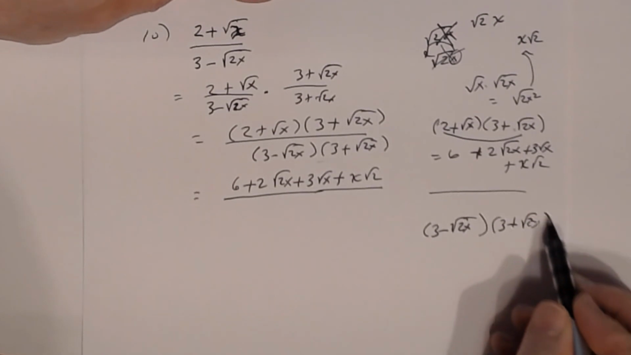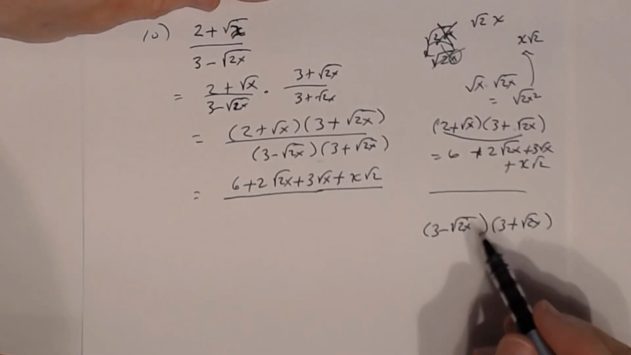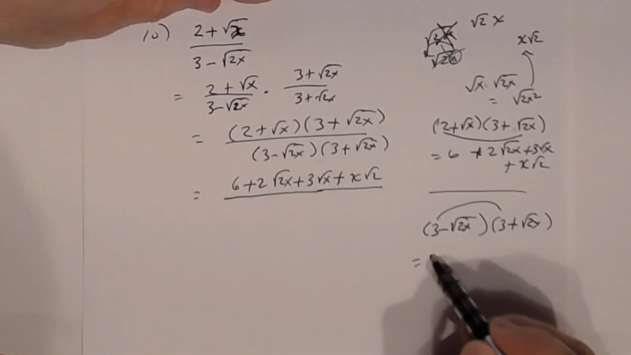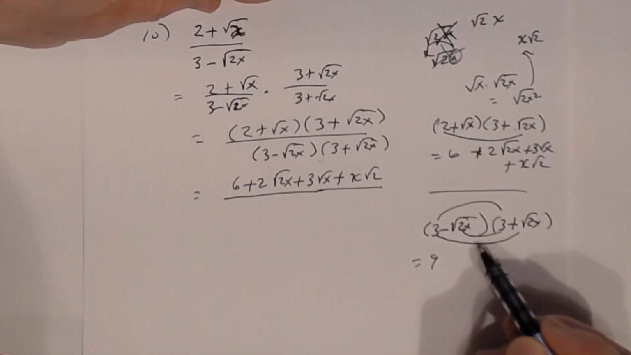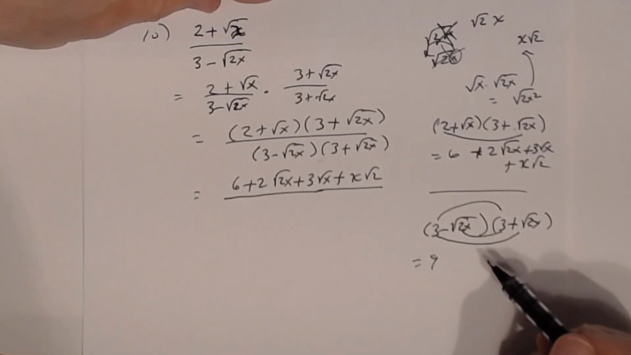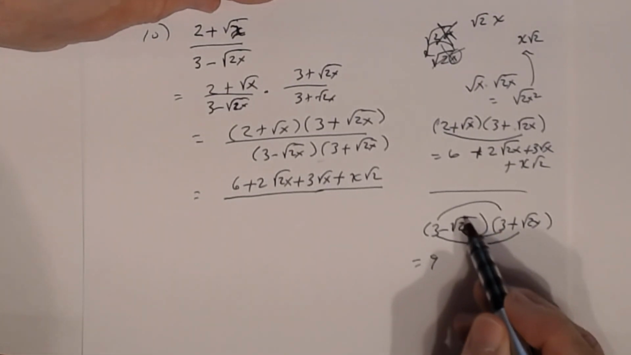So remember those are conjugates. When you foil out, you get 3 times 3 is 9. The outer and the inner cancel out. Those are conjugates. They add up to be 0. So all you have left then is this.